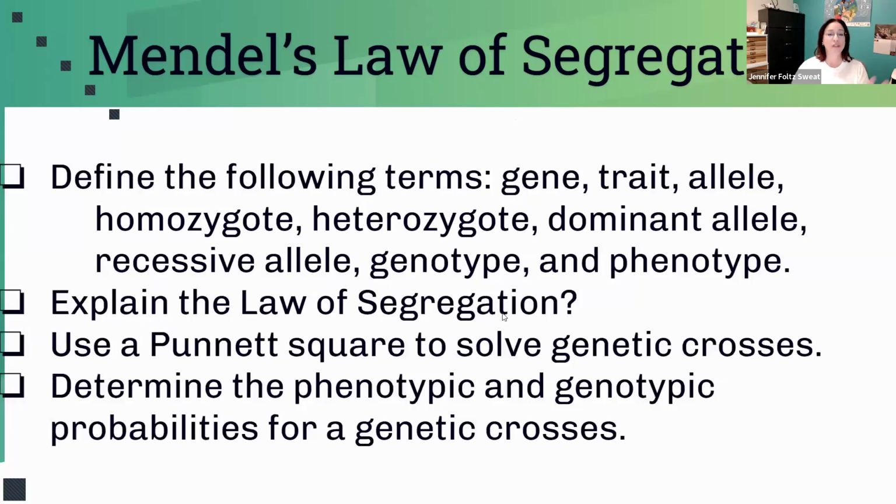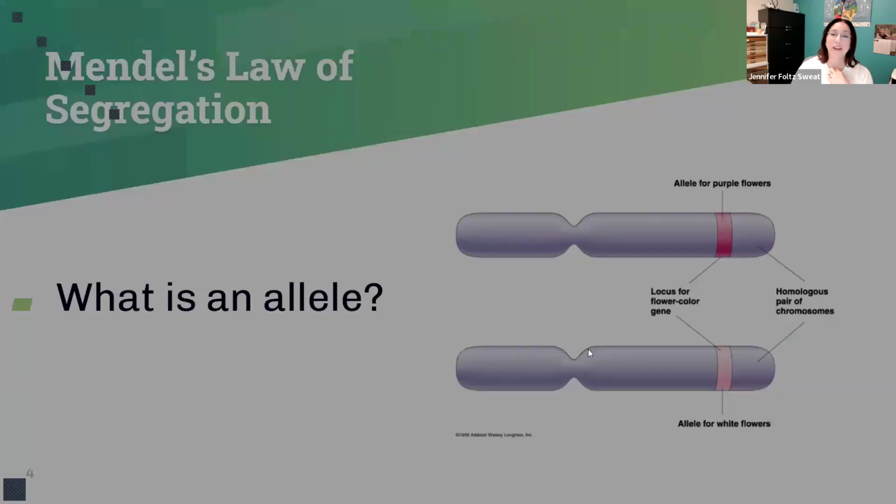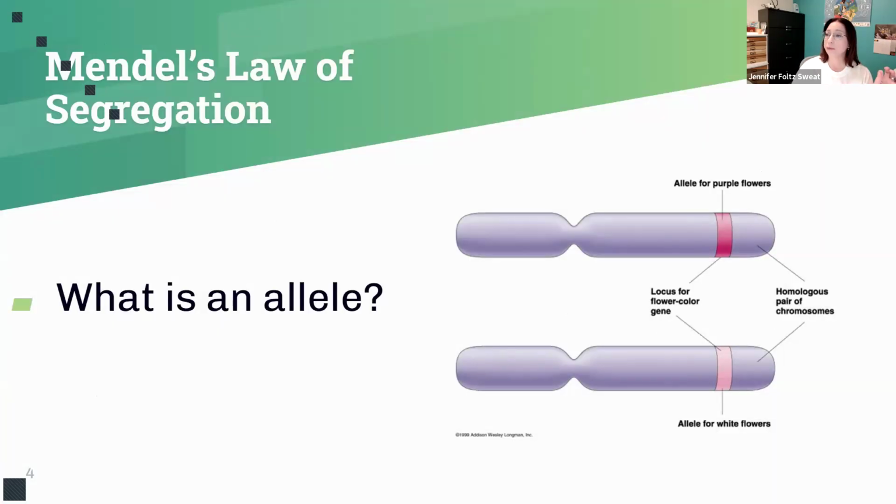So I gave you some terms to know, and we'll talk about these terms as I go through some of this stuff. And then, like I said, I have some genetics problems. I'm going to go to the whiteboard and put some genetics problems in there for you guys to work on, and then we'll go through them.